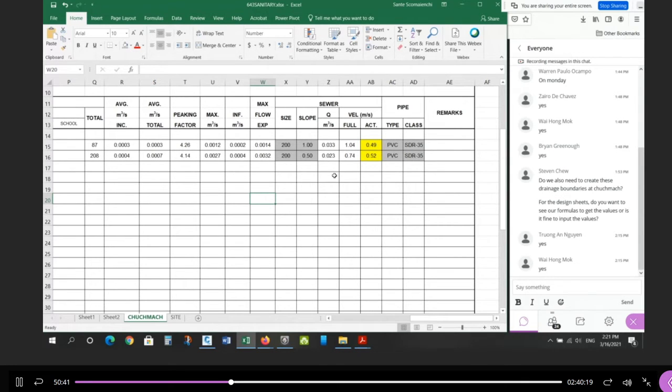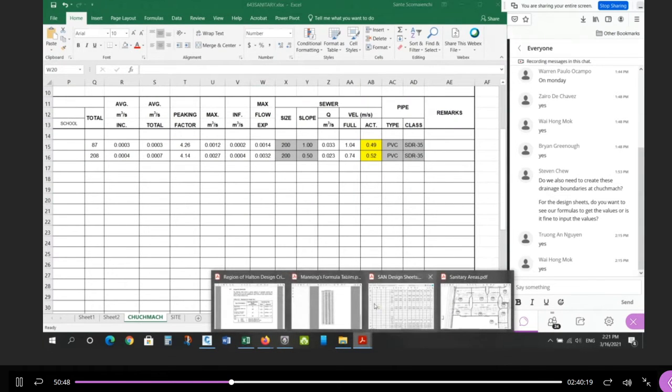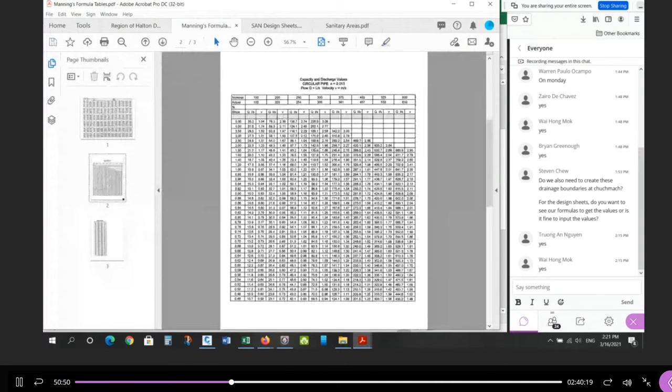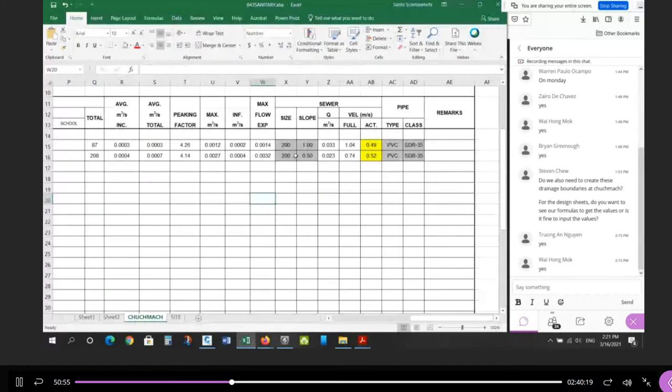Okay, so a little bit of calculation. Now, the nice thing is, I don't need to look at this table all the time. So let's go to my spreadsheet. A 200 millimeter pipe with a 1% slope should have a Q of 33 liters per second, or 0.033 cubic meters per second, with a velocity of 104. That's the full velocity.